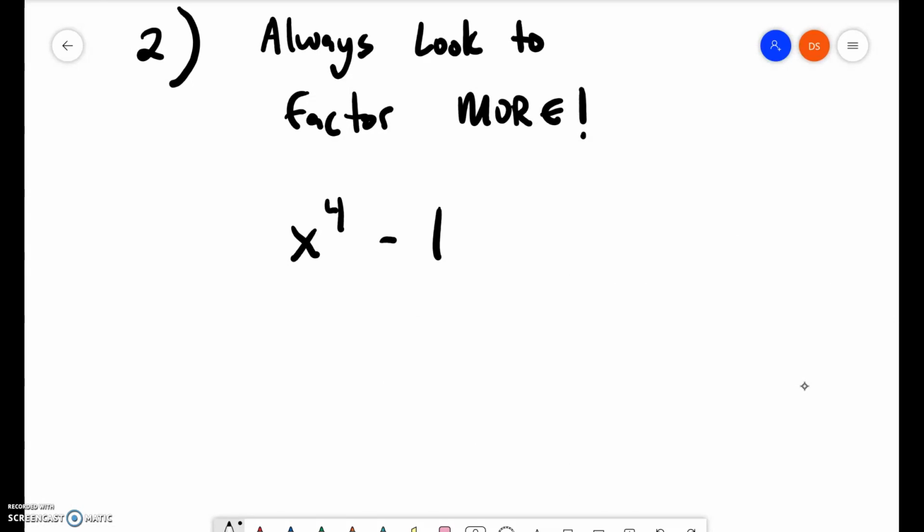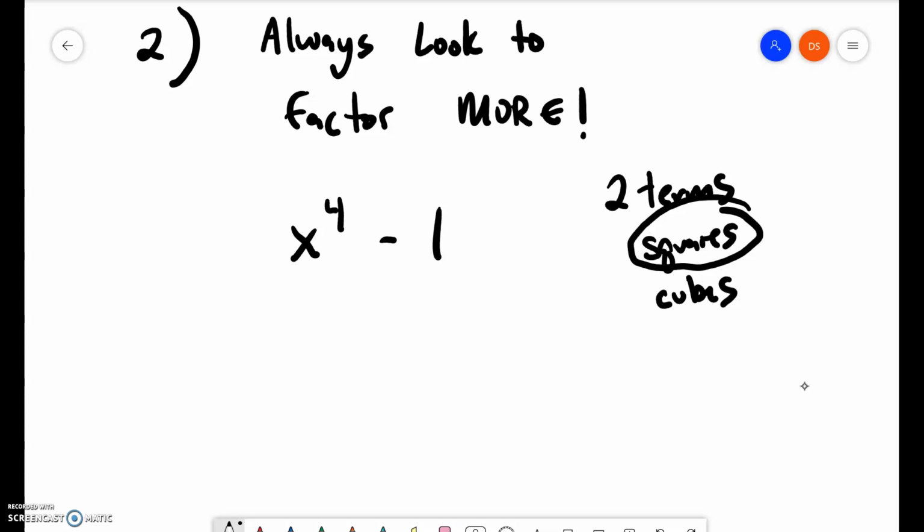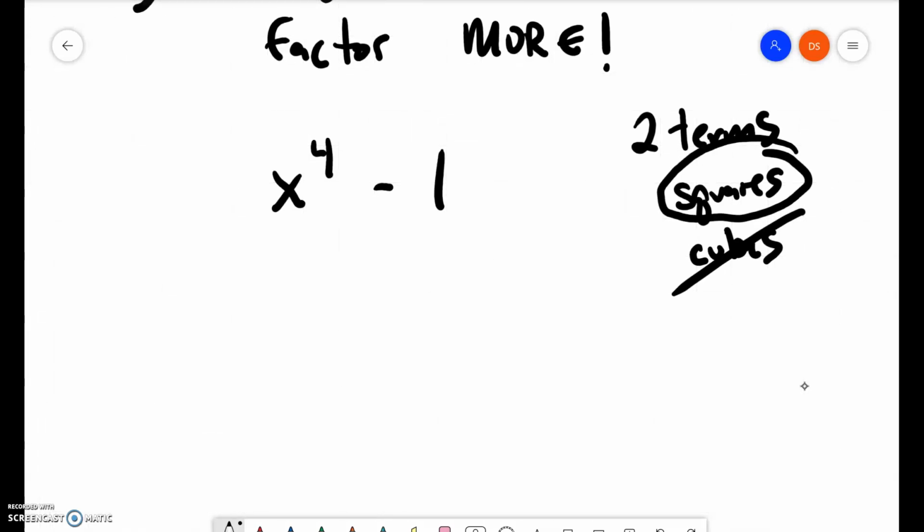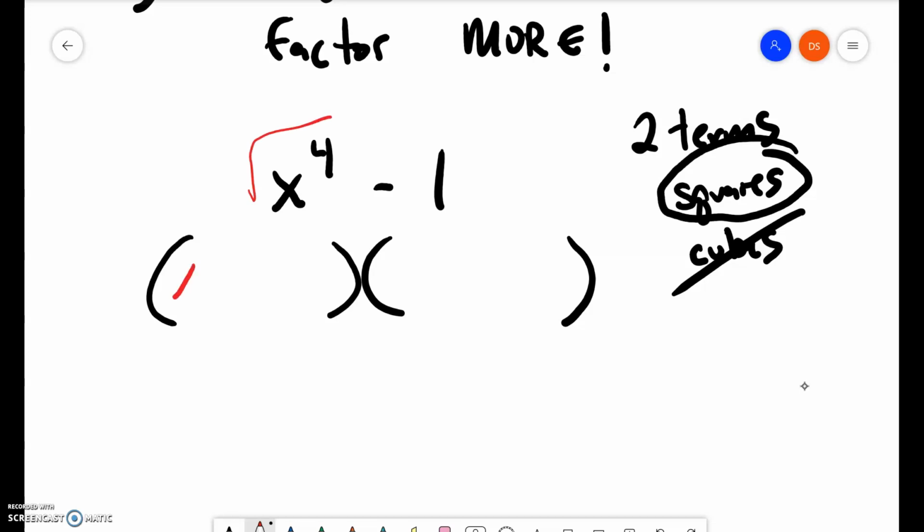I need to see, is there a GCF? No. How many terms is this? This is 2 terms, which means it's either going to be a difference of 2 perfect squares, or a difference of 2 perfect cubes. 1 is both a perfect square and a perfect cube, but x to the 4th is a perfect square because it's an even number exponent. So this is the difference of squares. So I'm going to break that down. Parenthesis, parenthesis, parenthesis, parenthesis. Square root of that first term goes here and here.